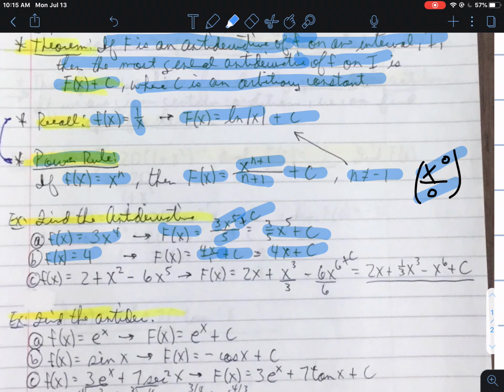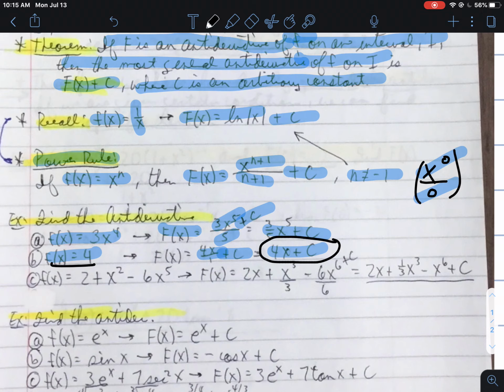Anytime you find an antiderivative, you can always check it. Because once you find the antiderivative, if you differentiate this function, then you should end up back with the original function, right? Because the derivative of 4x is 4, and the derivative of the constant is 0.